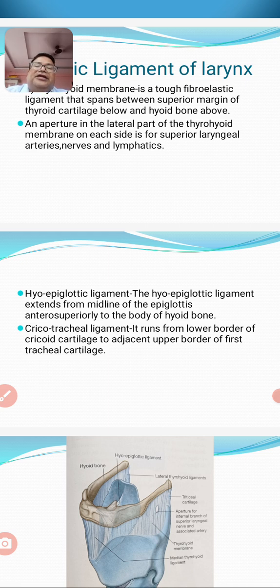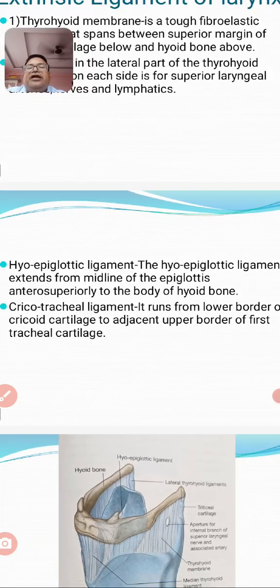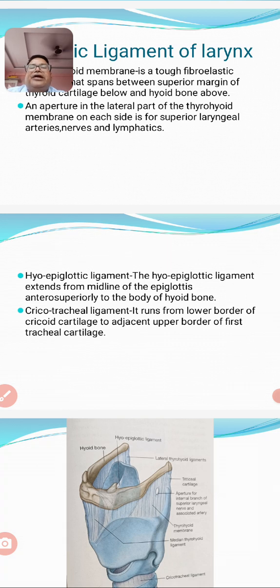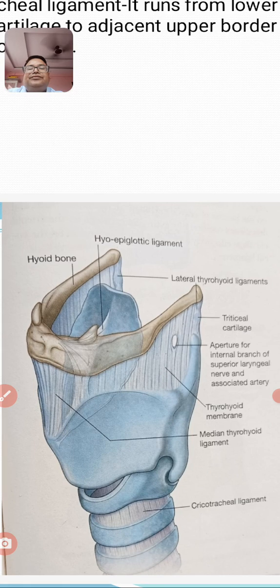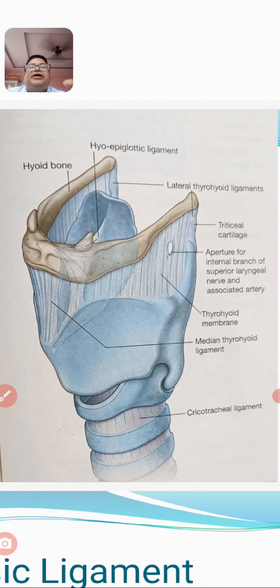Next is the cricotracheal ligament. It runs from the lower border of the cricoid cartilage to the adjacent upper border of the first tracheal cartilage. And there is an aperture for the internal branch of the superior laryngeal nerve and artery. There is the thyroid membrane and the median thyroid ligament is also present in the larynx, and there is also the cricotracheal ligament.